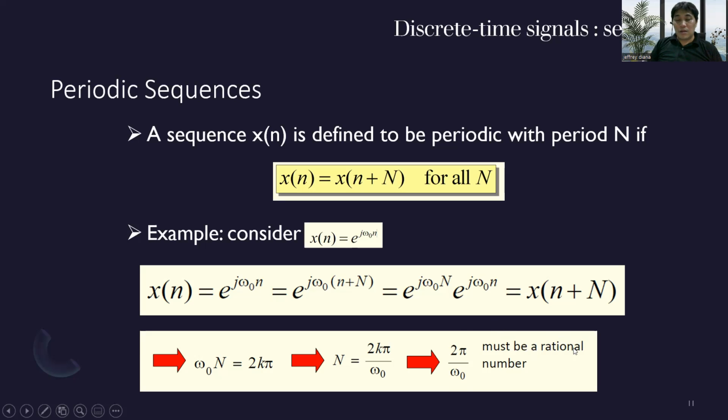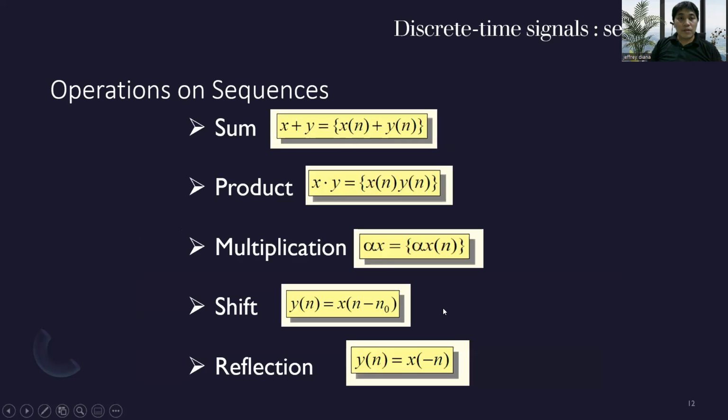This number must be a rational number. So for the operation of sequences, for the sum, x plus y is equal to {x(n) + y(n)}. For the product, x times y is equal to {x(n) y(n)}. For the multiplication, a times x is equal to {a x(n)}.